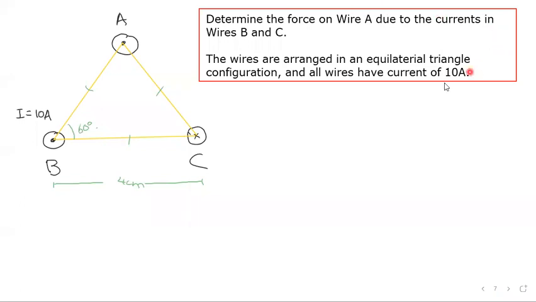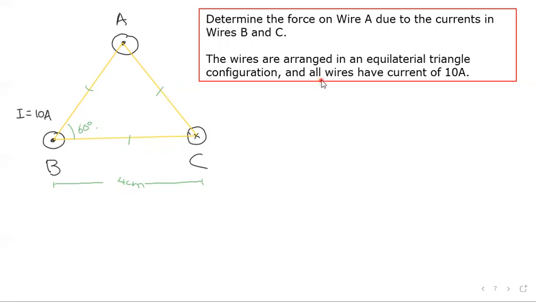Now, taking a look at this question may be a little bit more challenging in terms of there being more steps involved, but the ultimate way we're going to do it is still the same. So let's take a look at what this question is saying. This question says we have 3 wires. They're arranged in an equilateral triangle configuration, which means all angles are 60 degrees. They're all equidistant from each other, at a distance of 4 centimeters.